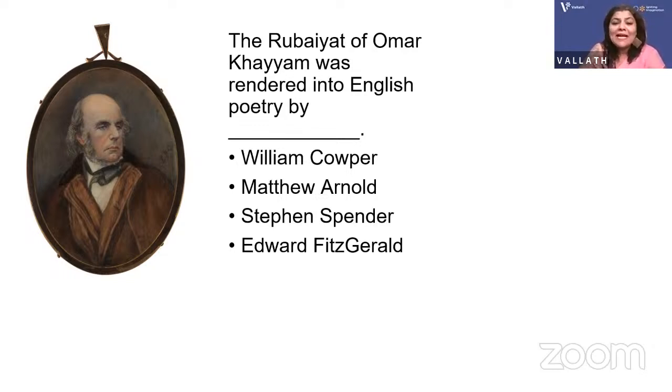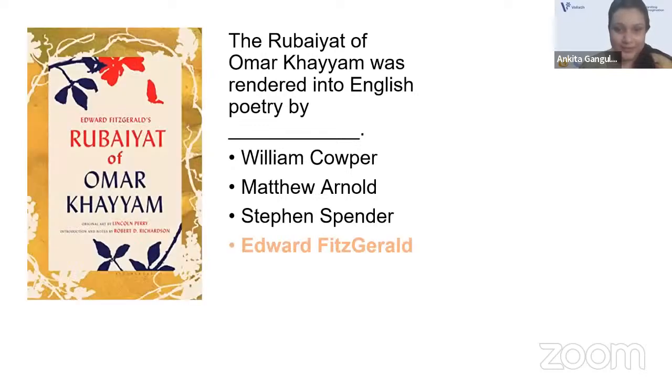The Rubaiyat of Omar Khayyam was rendered into English poetry by William Cowper, Matthew Arnold, Stephen Spender, Edward Fitzgerald. Is it Edward Fitzgerald, Ankita? Yes, it is Edward Fitzgerald who translated the Rubaiyat of Omar Khayyam into English. And he was a Victorian writer. Edward Fitzgerald was a friend of Tennyson.